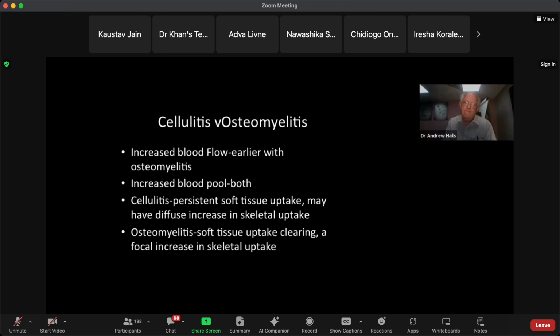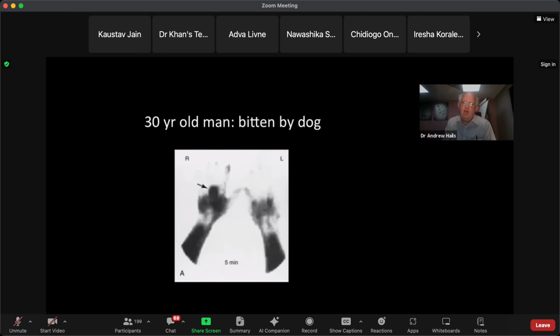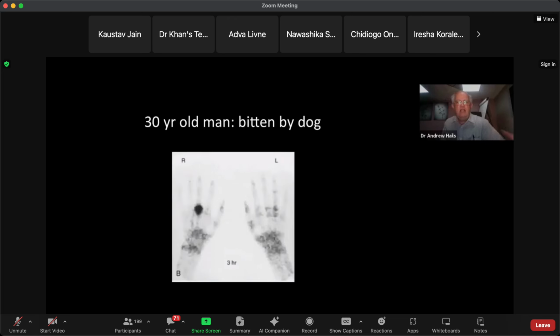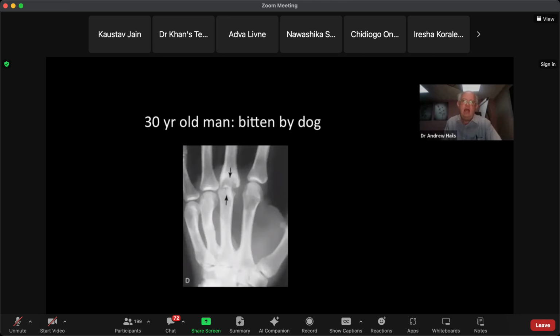Okay. Right, I think I will just go through this one. 30-year-old man bitten by a dog. So that's a blood flow. Sorry, it's not. It's a blood pool image. It's a 5-minute image, a blood pool image. So I haven't shown you the blood flow images. And that's the delayed bone phase image done at 2 or 3 hours. And this is on either side of the joint, and that is a septic arthritis.